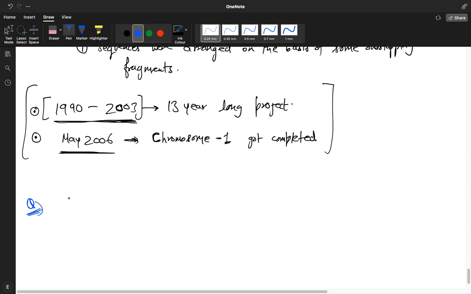Describe the salient features of human genome. It's not about the project now. It is what we got out as a result. Describe the salient features of, what did we learn about human genome from this mega experiment?